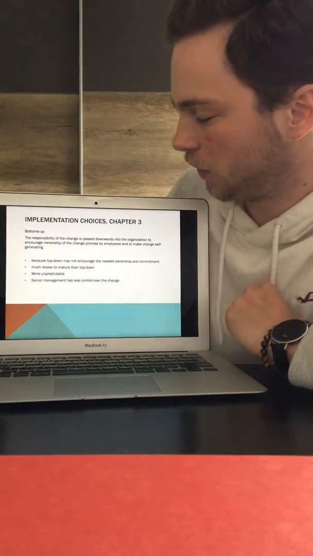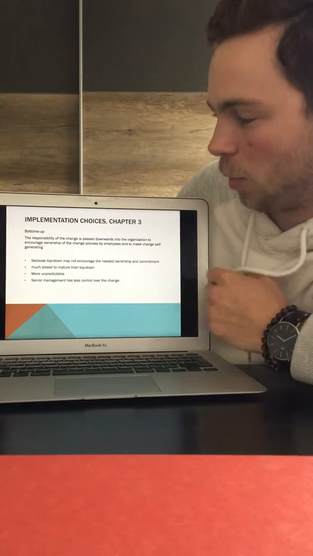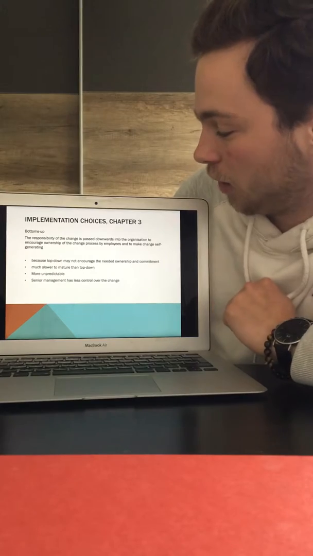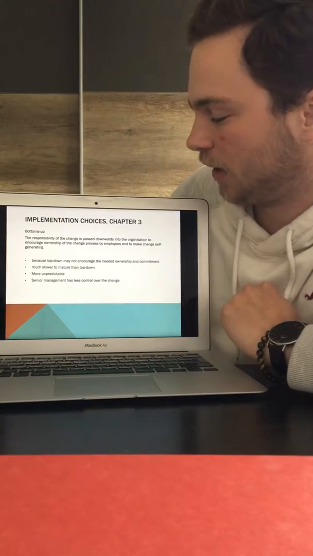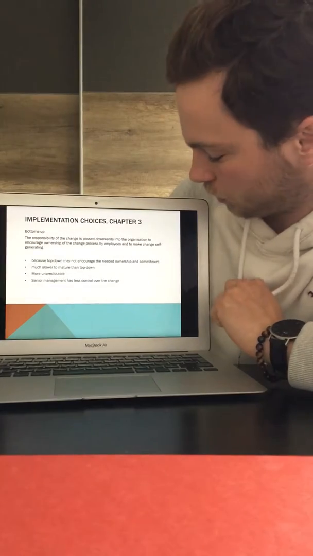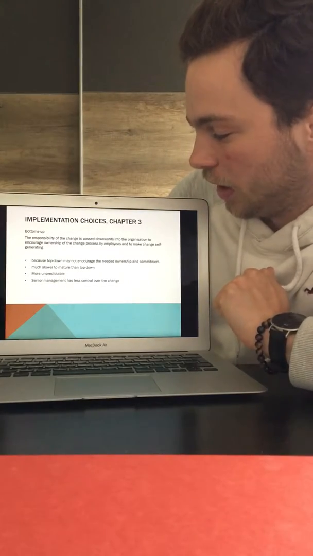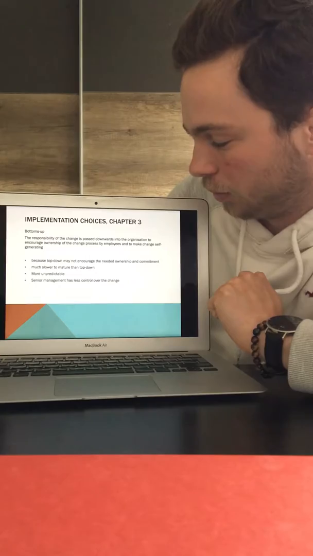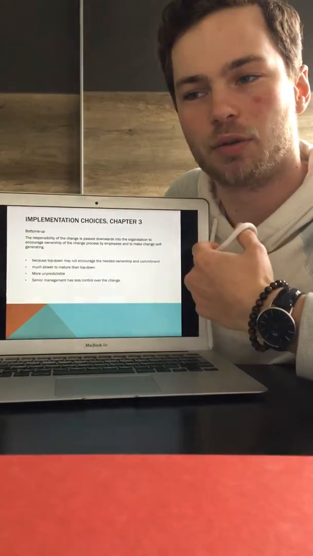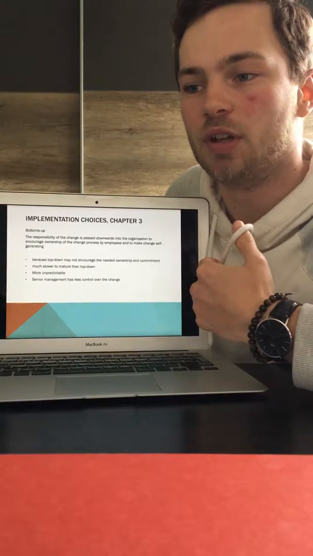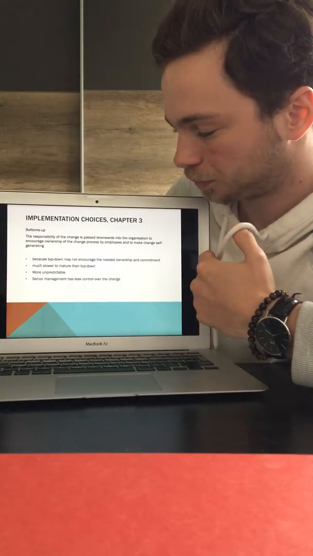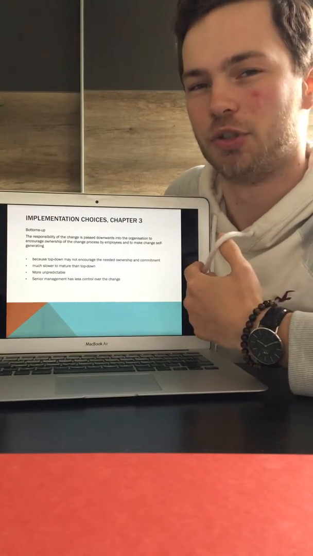Here are some notions why someone might use bottoms up change. Because top down, which I'll explain in the next slide, may not encourage the needed ownership and commitment. Second one being it's much slower to mature than top down. This is about the cultivating things and changes oftentimes takes up a lot of time, especially if they have to mature.